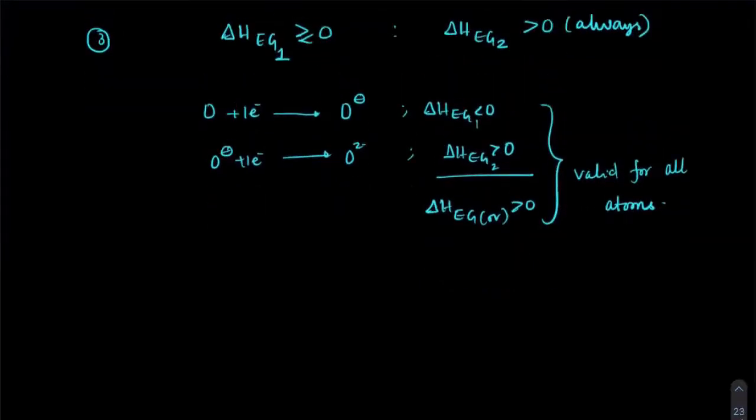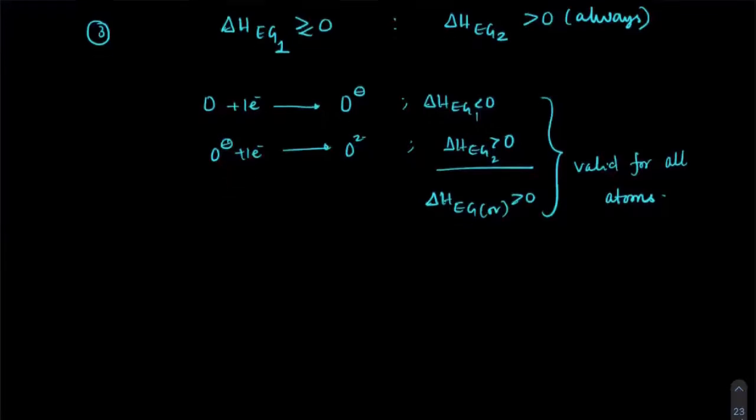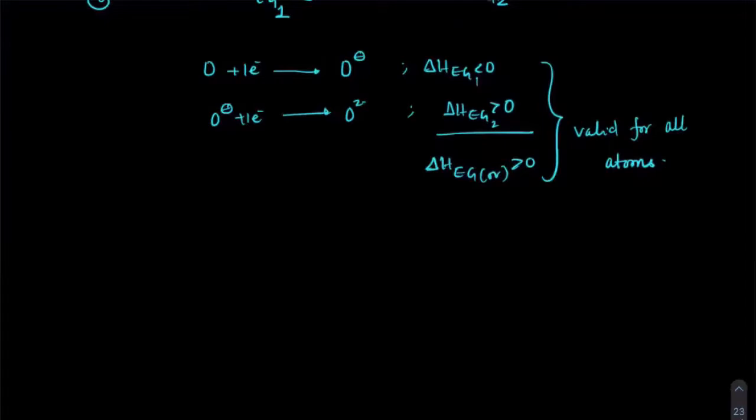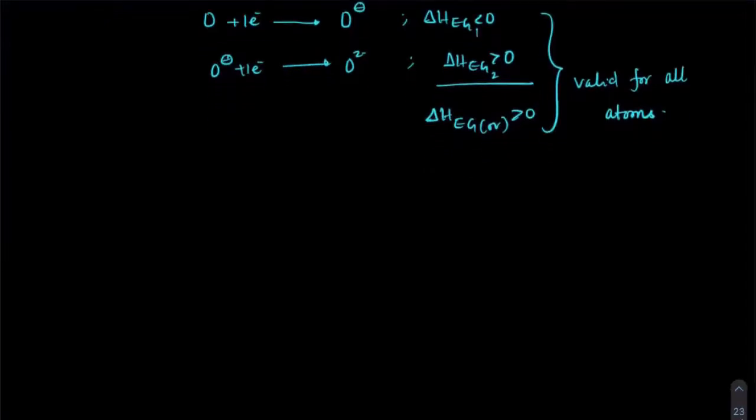The second electron gain enthalpy is always positive because of electron repulsions. This is also negatively charged. This is also negatively charged. So there would be inter-electronic repulsions that will make them always repel each other. Yes, this is clear now.